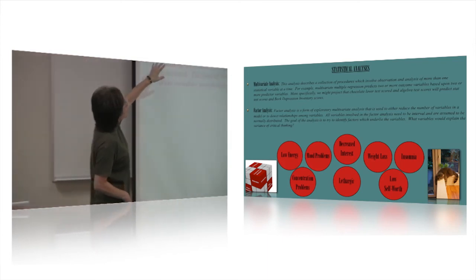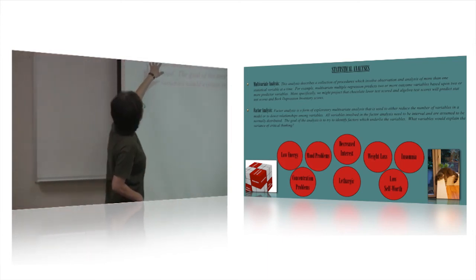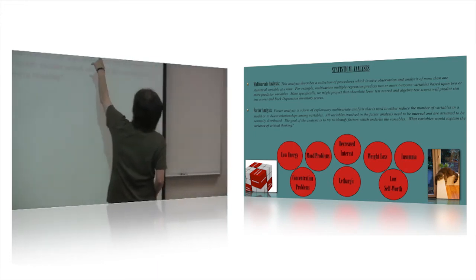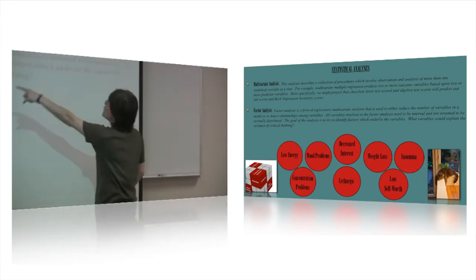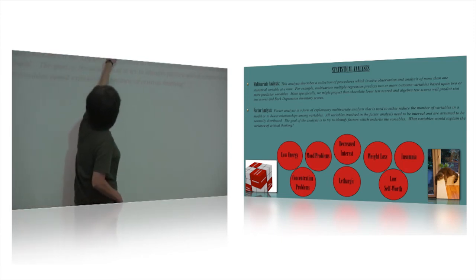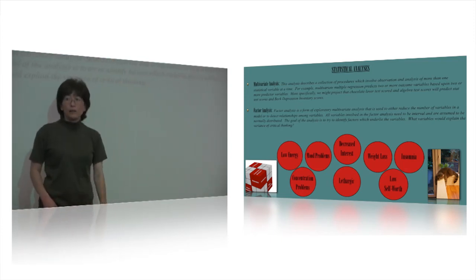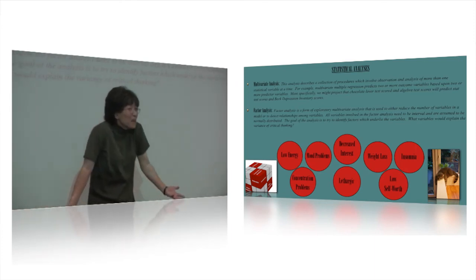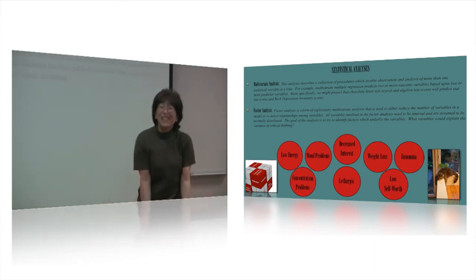So basically, how you do on a chocolate lover test and an algebra test will predict how you do on a stat test and the Beck Depression Inventory. I know it's stupid, but I'm just giving you examples.